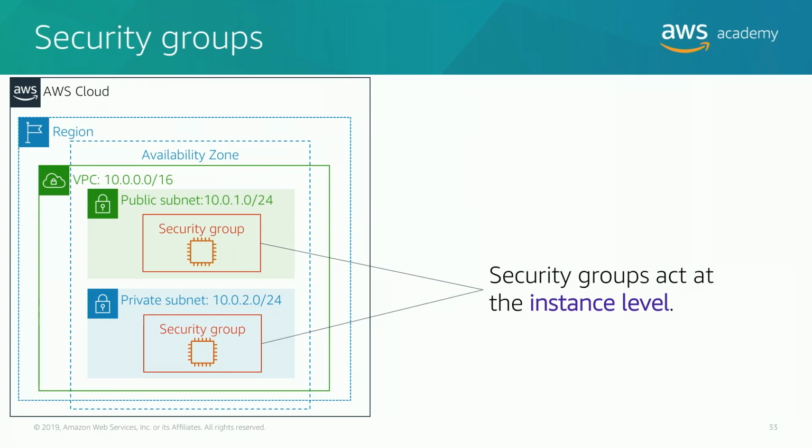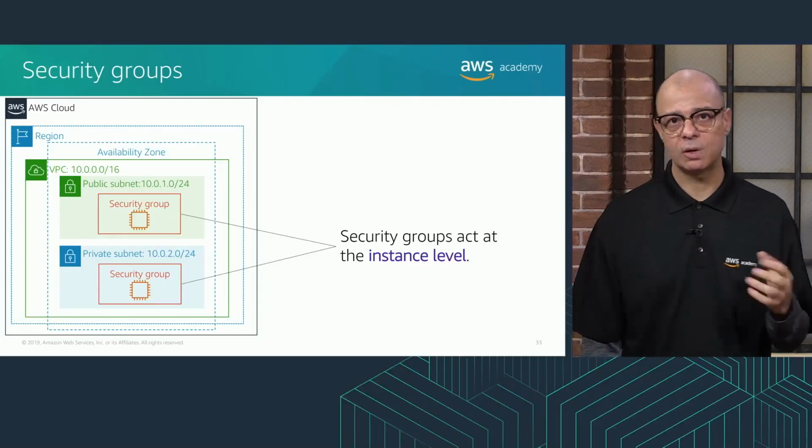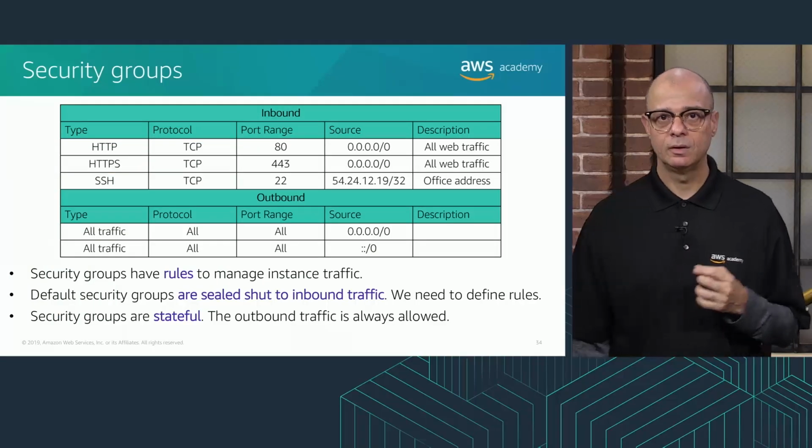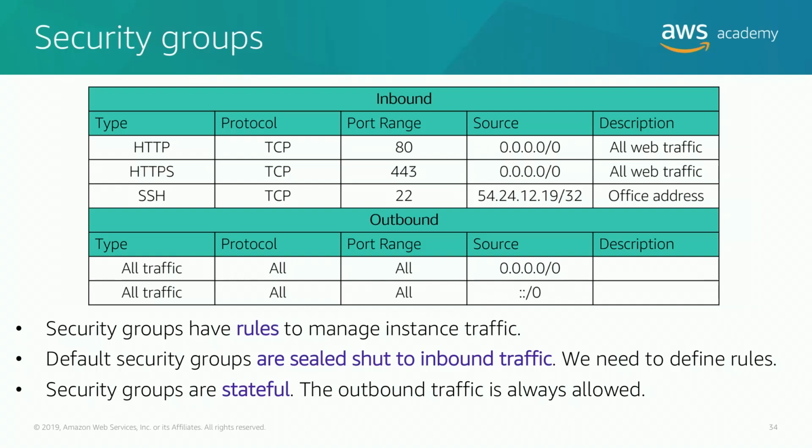And you can assign each instance in your VPC to a different set of security groups. You can think of a security group as a way to filter traffic to and from your instances. Security groups are the equivalent of firewalls for your EC2 instances. They contain rules to allow inbound traffic.